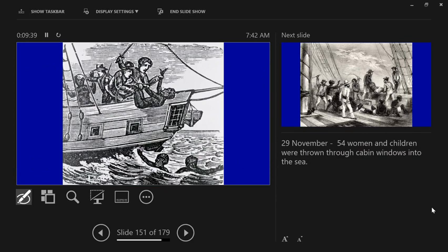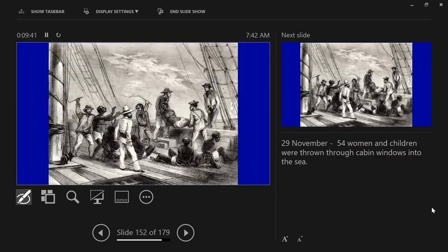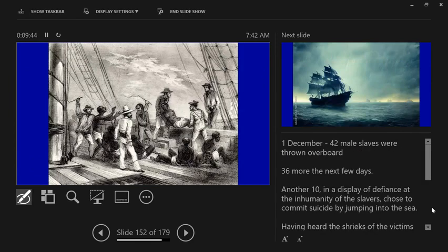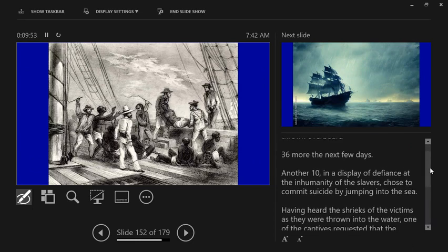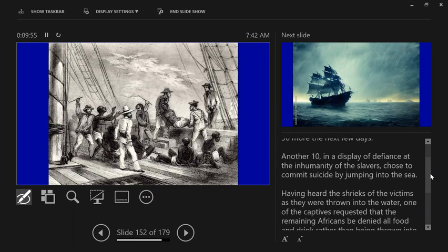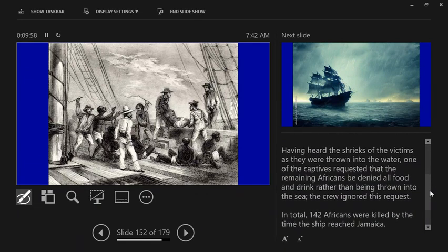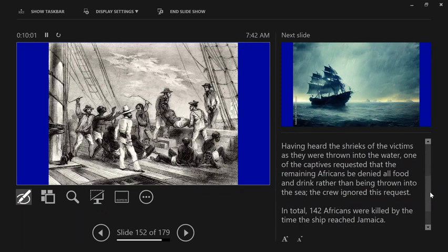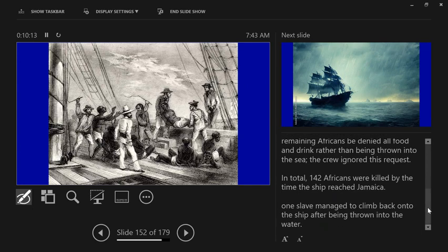54 women and children are thrown through cabin windows into the sea. And then the next day, 42 male slaves were thrown overboard, and 36 more in the next few days. Another 10, in a display of defiance at the inhumanity of the slavers, chose to commit suicide by jumping into the sea. Having heard the shrieks of the victims as they were thrown into the water, one of the captives requested that the remaining Africans all be denied food and drink rather than being thrown into the sea. And the crew ignored their request.